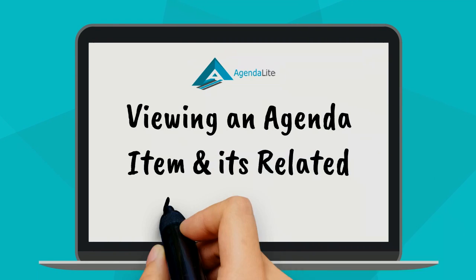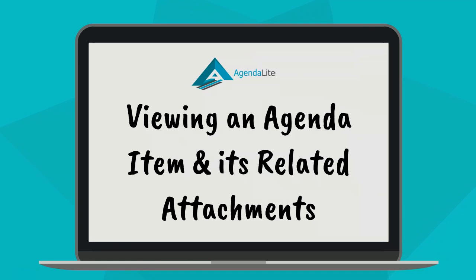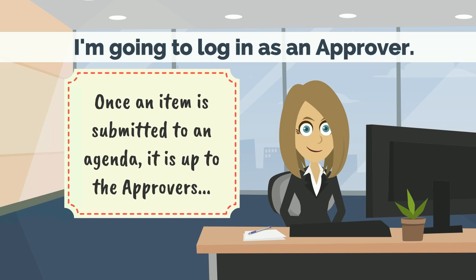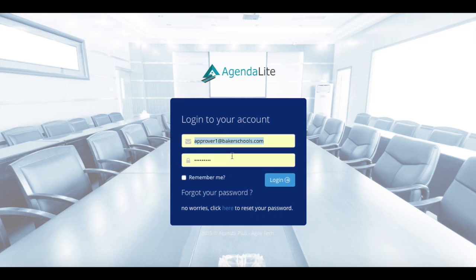Once an item is submitted to an agenda, it is then up to the approvers to decide whether this item is suitable for inclusion in the agenda. I'm now going to log in as an approver. For this demo, let's assume that only one level of approver is necessary for this item. Log in to AgendaLite as an approver.